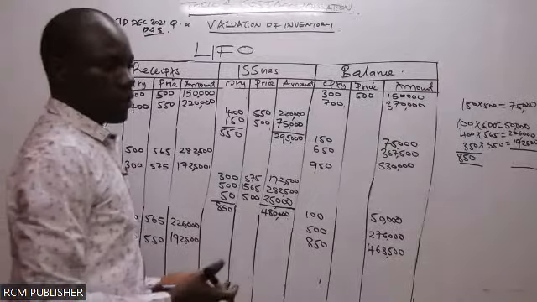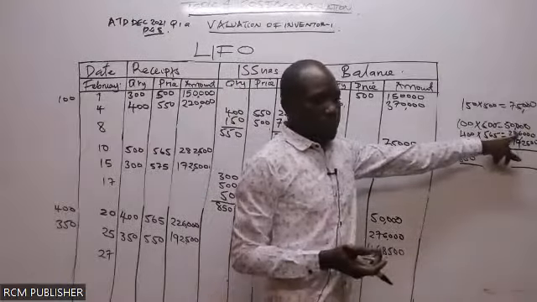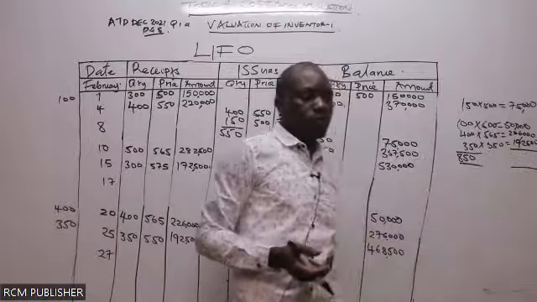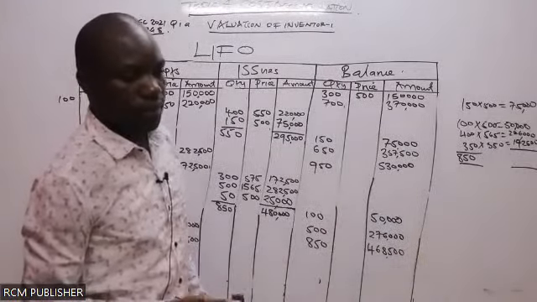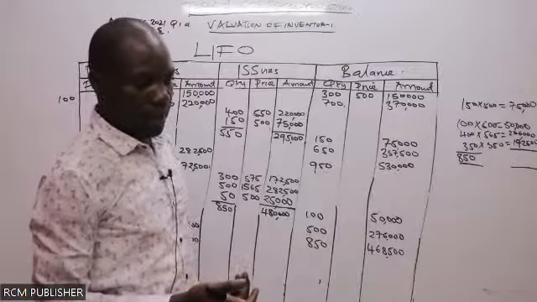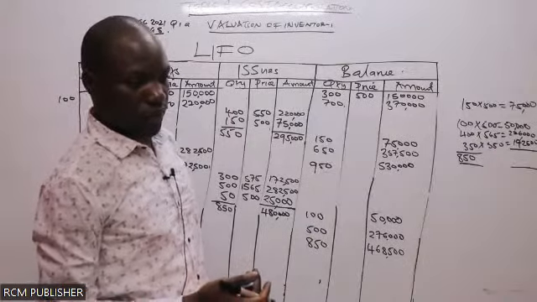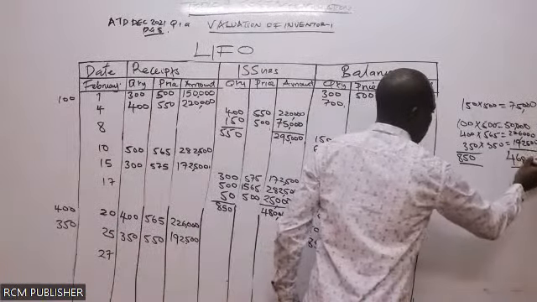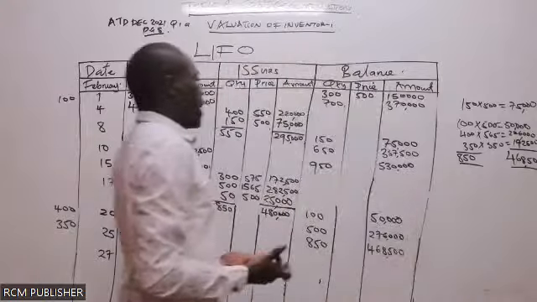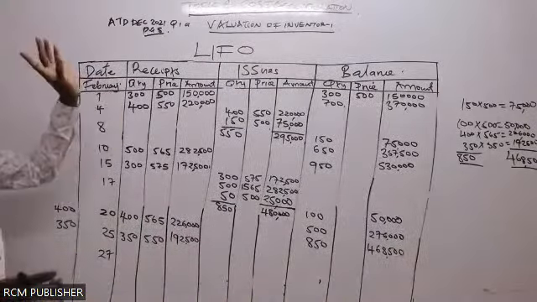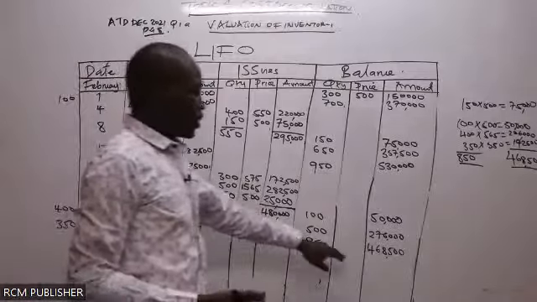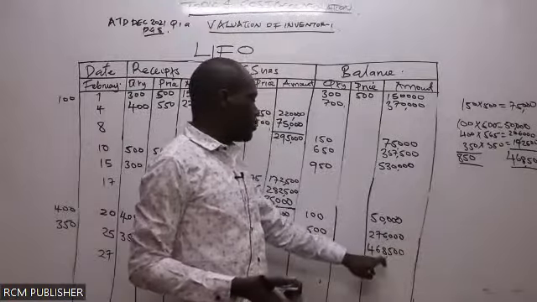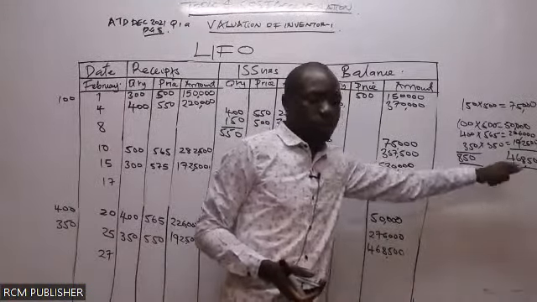50,000, 226,000, and then 192,500. What are we getting? 468,500. So it means by applying this, we can independently justify that whatever we have here is correct. 850 is total quantity. Value 468,500. That is what we have.